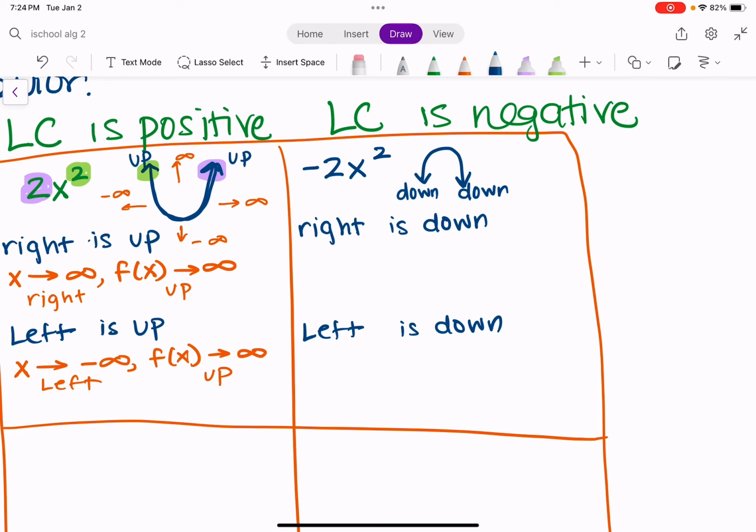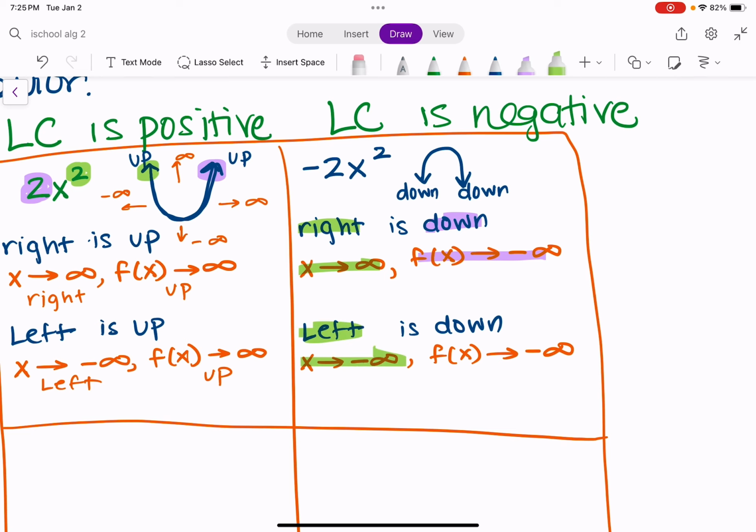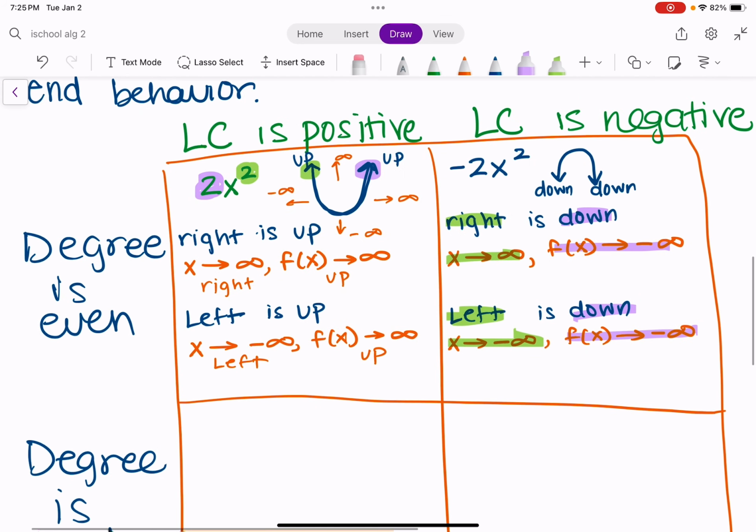So to talk about the right, we're going to say as x goes to infinity, that means the right, f of x goes to negative infinity. That's the down part, right? This right is here, and the down is here. Now similarly, we're talking about the left. So as x goes to negative infinity, f of x, well, it's going down, goes to negative infinity. Again, the left is this part right here. The down is this part right here. Okay? So that's both if the degree is even.